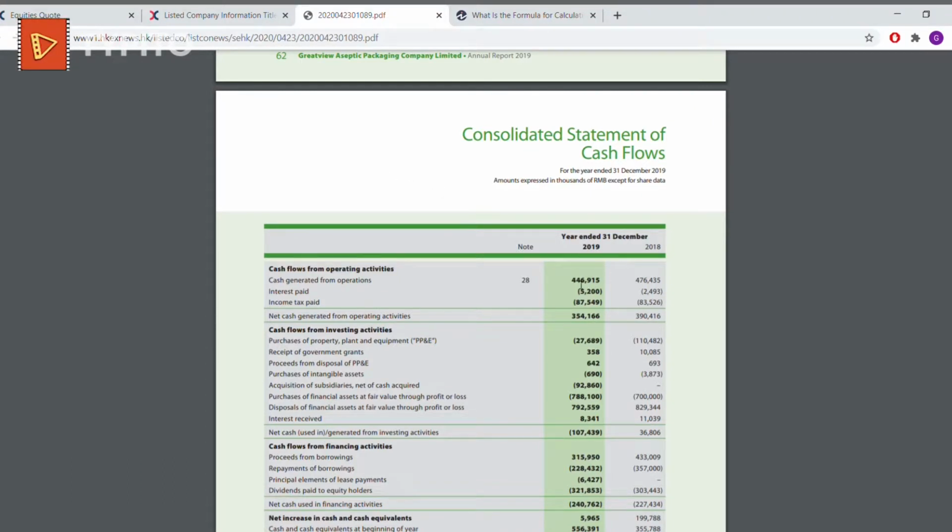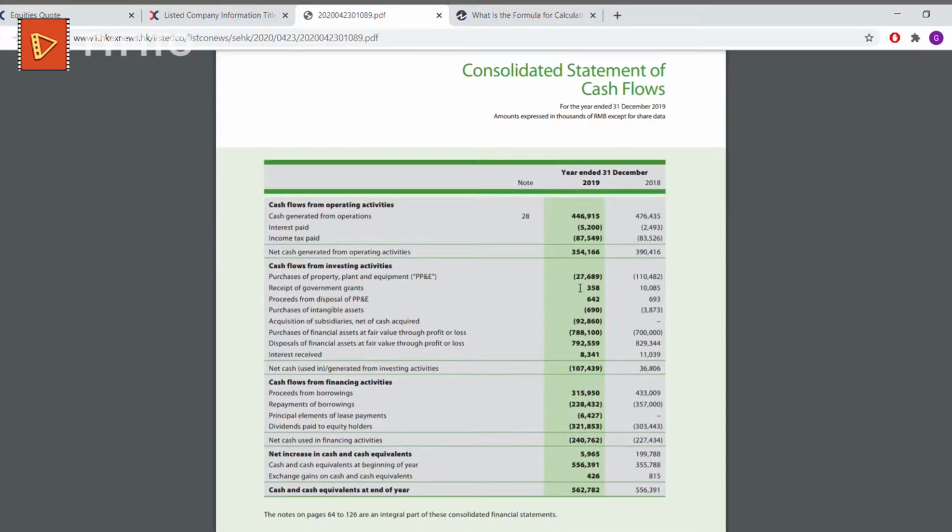This 330 million ish is actually the free cash flow generated by the company in the year of 2019. And cash flow is very important to a company because cash flow is the lifeblood of a company. Without cash flow, the company will not be able to survive. And hence, it's very important to ensure that the company that you are invested in is consistently generating positive free cash flow.